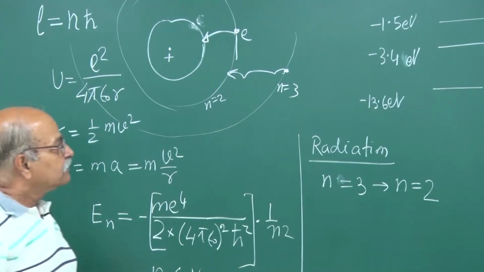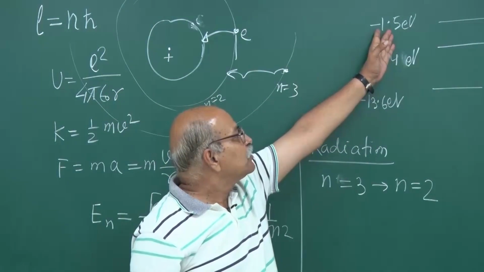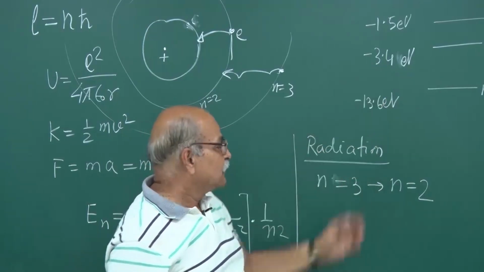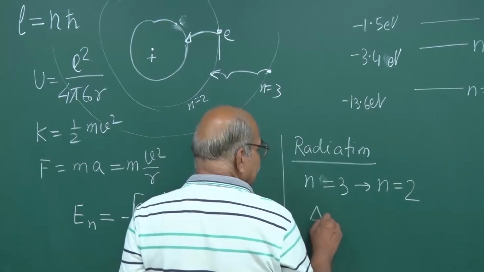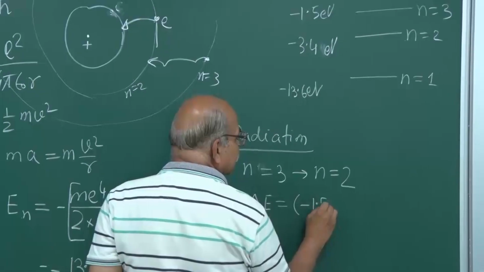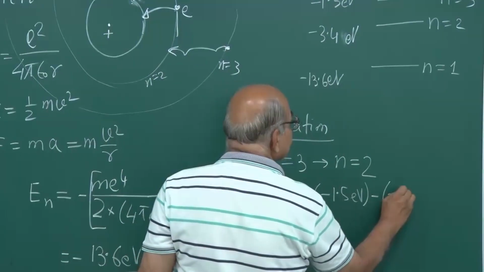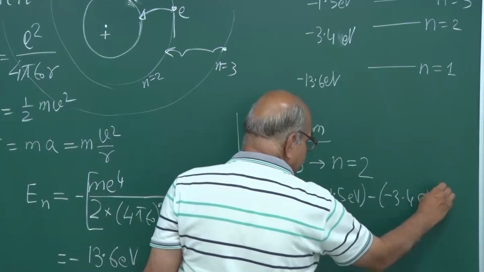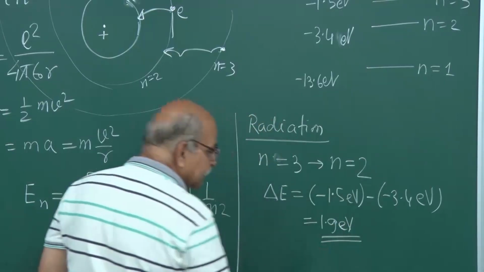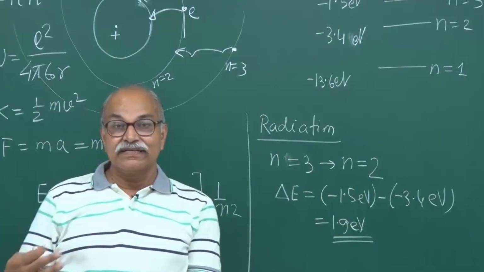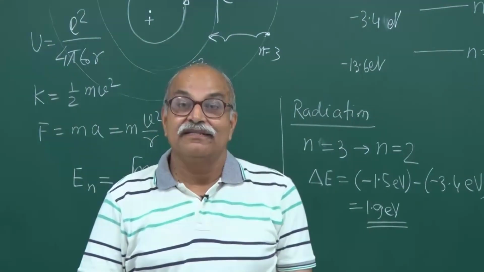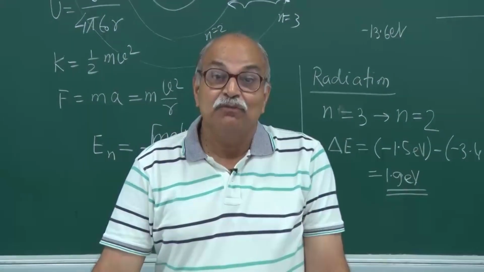So the energy is reduced from minus 1.5 eV to minus 3.4 eV. It was in n equal to 3, so minus 1.5 eV, and now it has gone to minus 3.4 eV, and therefore the difference is 1.9 eV. This much energy is to be released in the form of radiation, and then we have another wonderful quantum idea, that light is waves as well as particles.